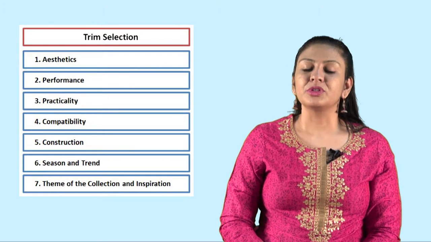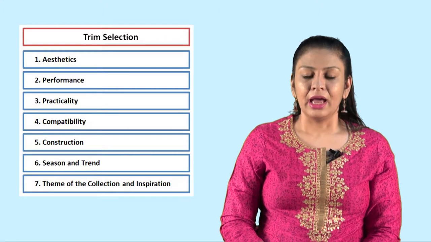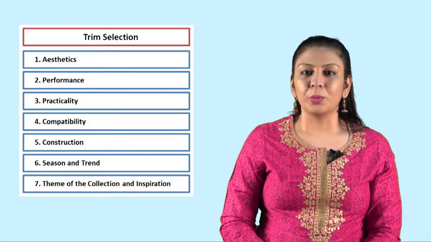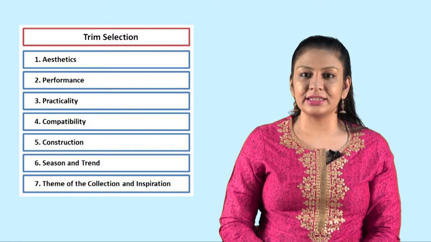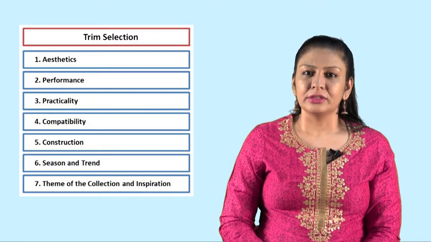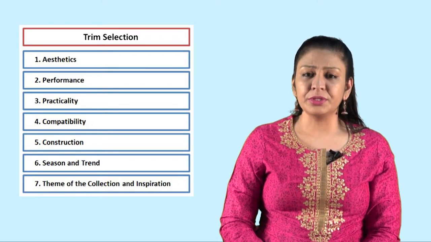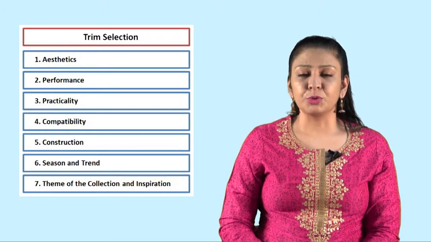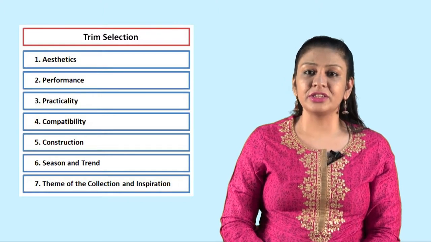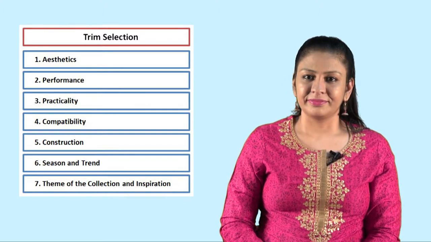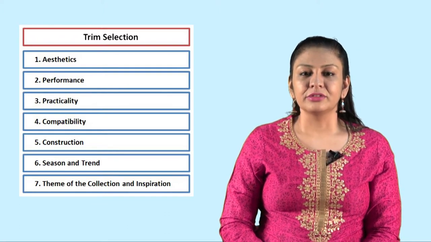Moving on, we come to the most important part of this module, trim selection. In the past four modules, we have looked at the various possibilities of trims that exist in our markets. Now that we have seen that there are so many of them, it can be confusing. When the time comes to pick your own trims, how do you know if you are selecting the right trim for your product? Come, let us discuss the various criteria for trim selection.